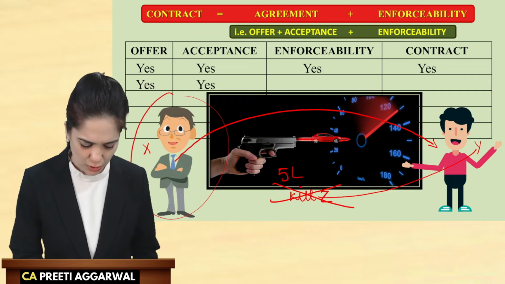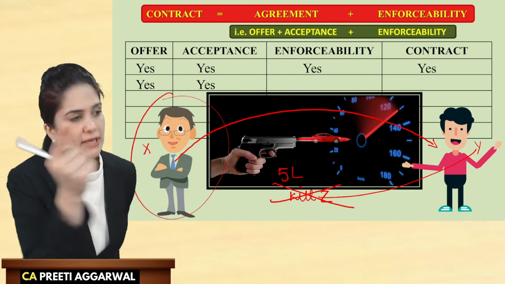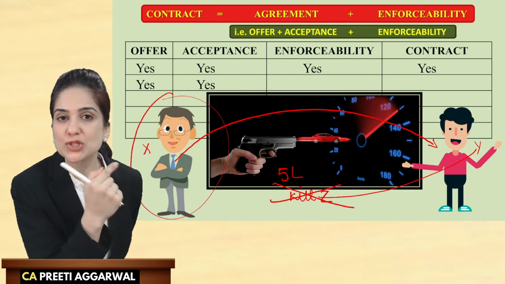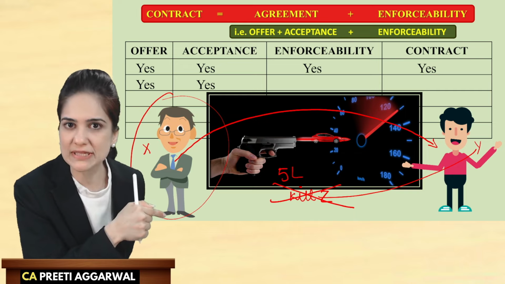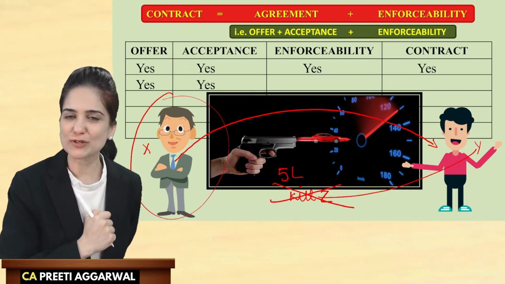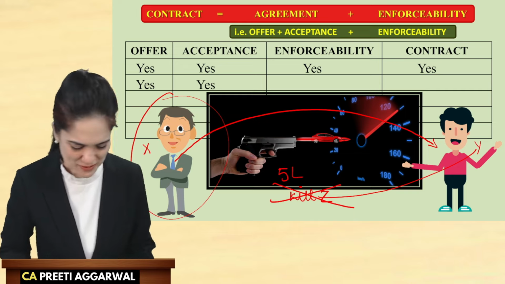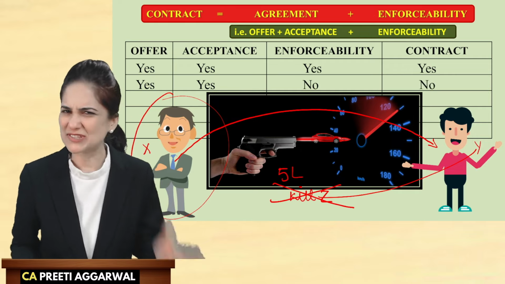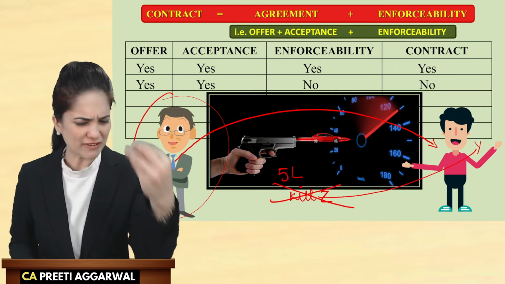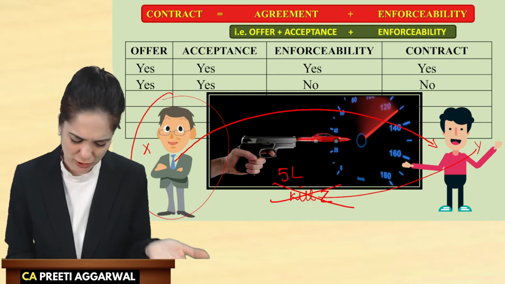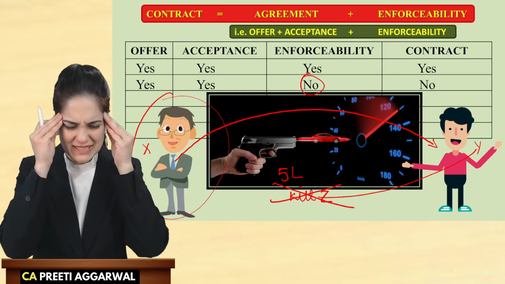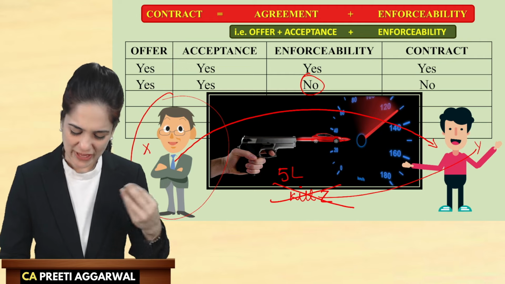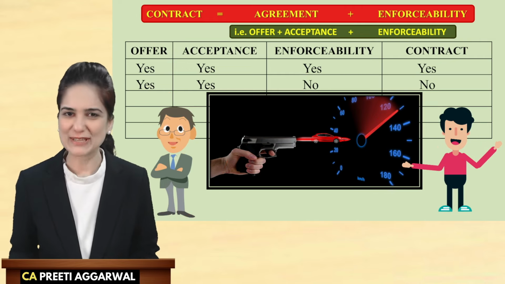Can X go to the court and tell the judge, Judge, he has taken 5 lakh rupees from me and he's not killing Z. Ask him to go and kill Z. Is there enforceability? No. Will this be a contract? No, absolutely not. It's just an agreement having no value in the eyes of law. See, if you cannot file a case, then law says it is of no use for me. So, an agreement has no value in the eyes of law.